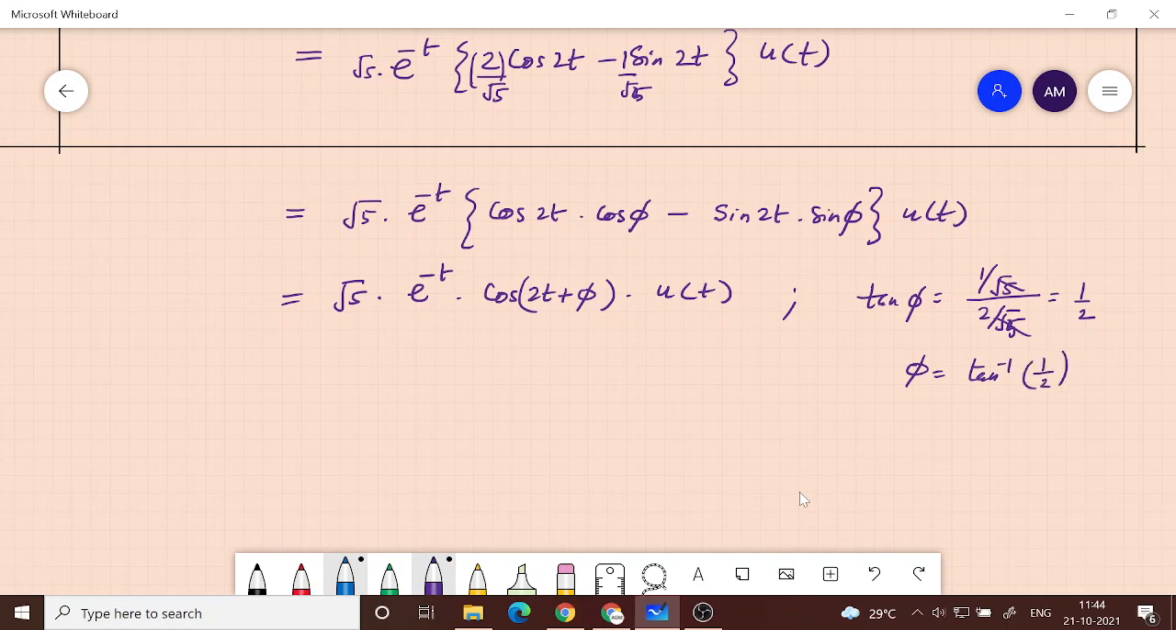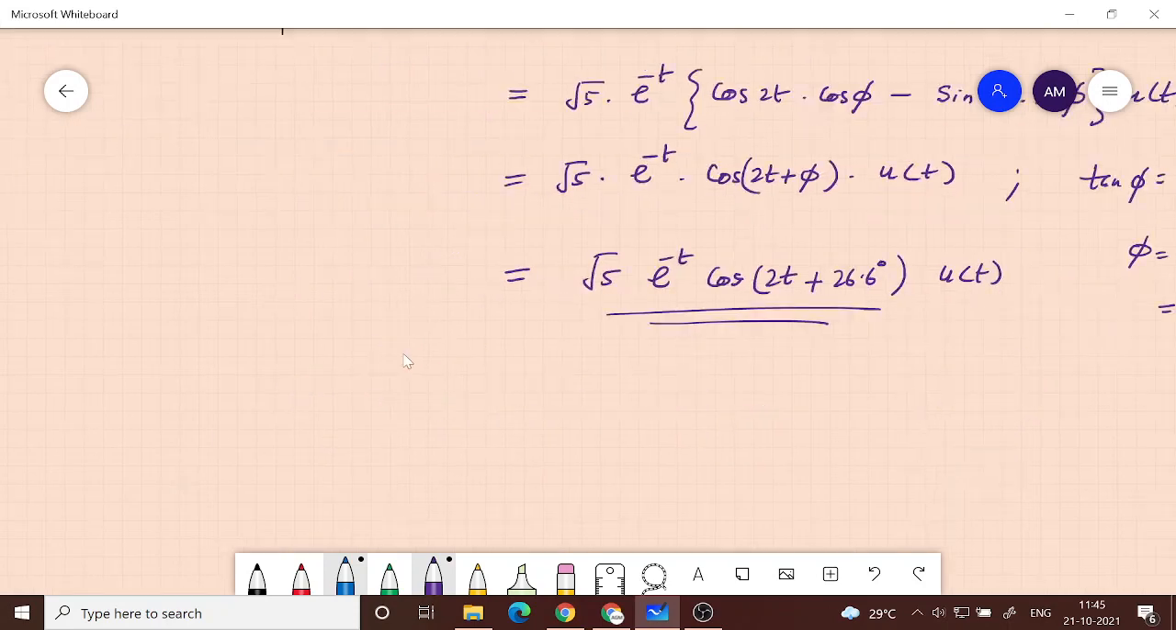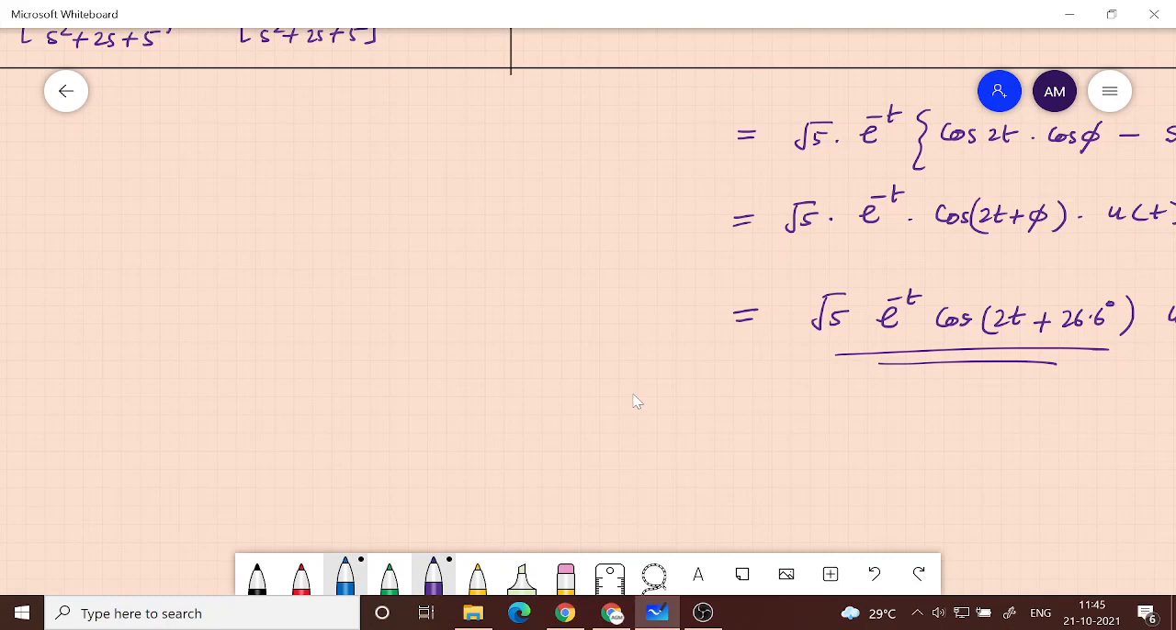Okay, but tan inverse 1 by 2 you have to just find out from the calculator, and if you do that, since it is available in the book, I will just write it as 26.6 degrees. So therefore this is root 5 e raised to minus t cos of 2t plus 26.6 degrees. So that's it. Now if you plot this, you can see what is happening with the current through the inductor as time goes on.